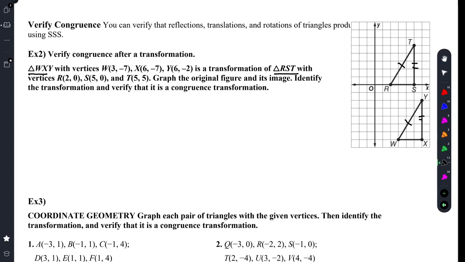I think the two easiest ways are to prove that this side, TS, is equal to XY, and you can just physically count them: 1, 2, 3, 4, 5. That's a distance of 5, and that's a distance of 5. Prove the bottom: 3, and that's 3. And from there, you could do the distance formula to prove TR is equal to YW, but there's an easier way.